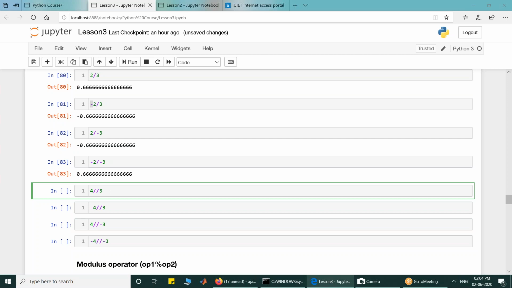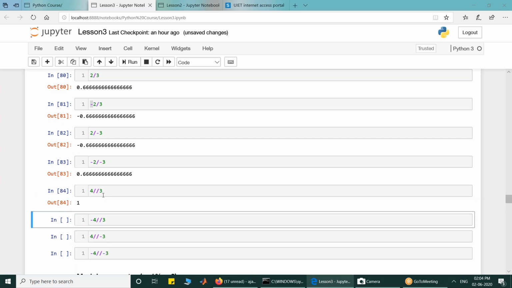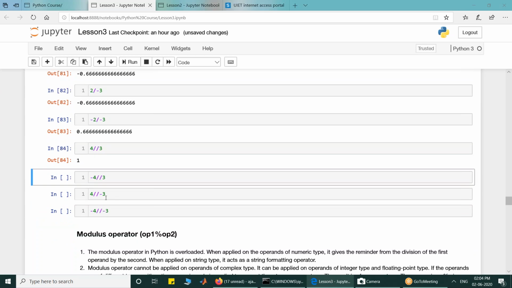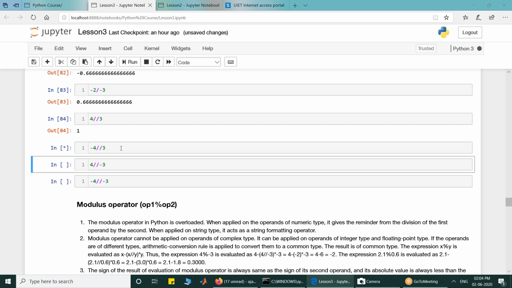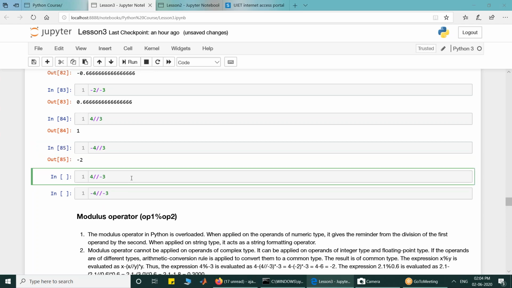So 4 by 3 comes out to be 1.333, and floor of 1.333 comes out to be 1. So this comes out to be 1. Minus 4 by 3 comes out to be minus 1.333, and floor of minus 1.33 comes out to be minus 2. So it comes out to be minus 2.